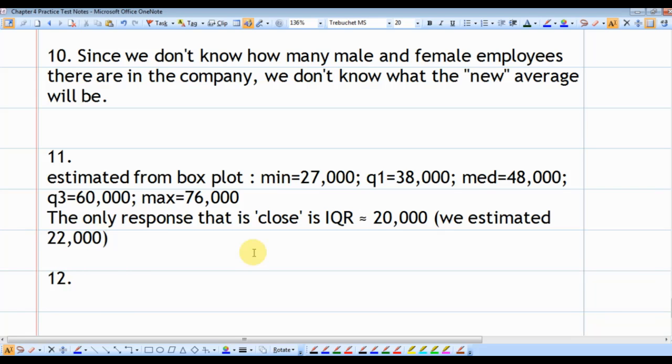Based on the box plot, what's true? Is the salary distribution approximately symmetric? It's pretty close. It looks like the high side, the positives, are a little bit bigger, but that's pretty close.